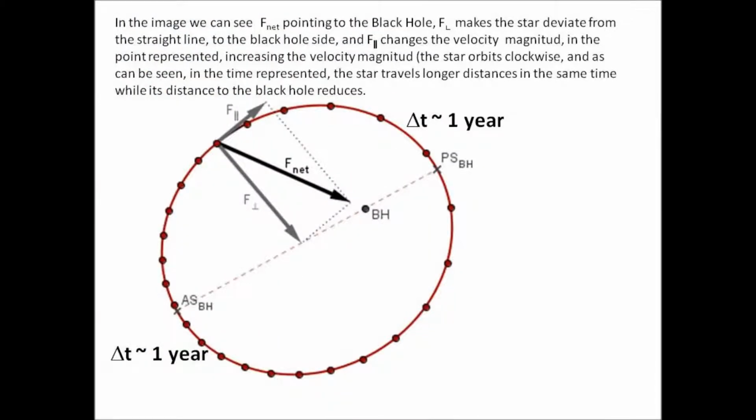If we choose one of the points of the orbit and we represent points every 1 year, we can see that the net force is pointed to the black hole. The perpendicular force makes the star deviate from the straight line to the black hole side, and the parallel force changes the velocity magnitude. The star orbits clockwise, and as can be seen in the time represented, the star travels longer distances in the same time, while its distance to the black hole reduces.